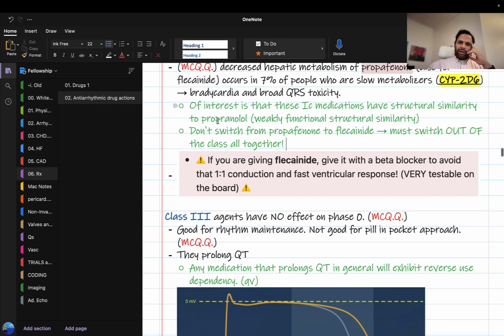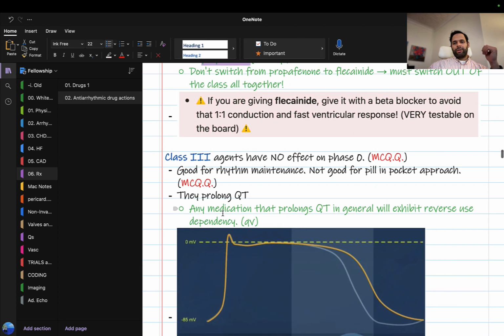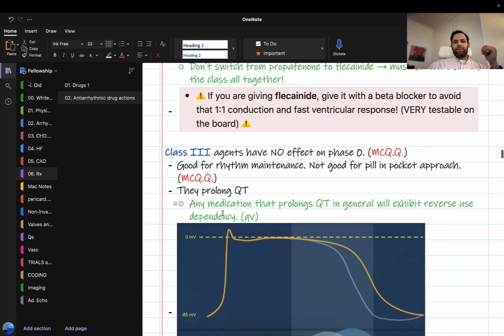Propranolol is usually given as a non-selective beta blocker for migraines or hyperthyroidism, and the hyperthyroid patient will have more use dependency and more propensity for arrhythmia, so you want to be careful for that. Whereas the beta blockers we use are selective beta blockers. We like to give metoprolol succinate, or bisoprolol, or carvedilol if there is a component of hypertension. So flecainide, give with beta blockers.